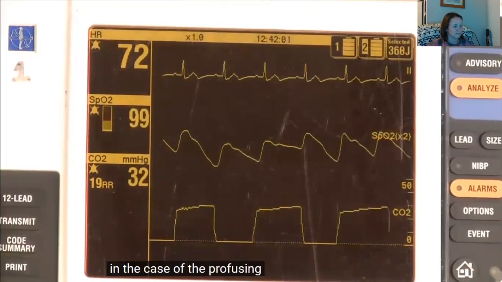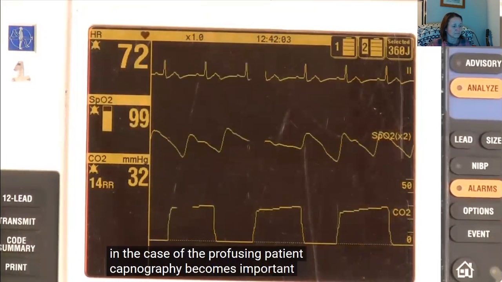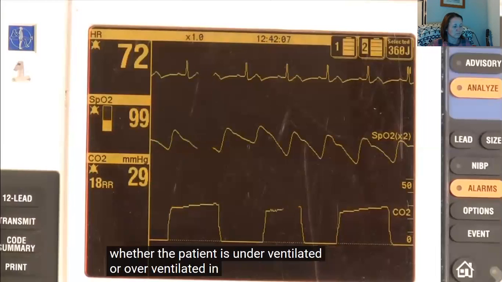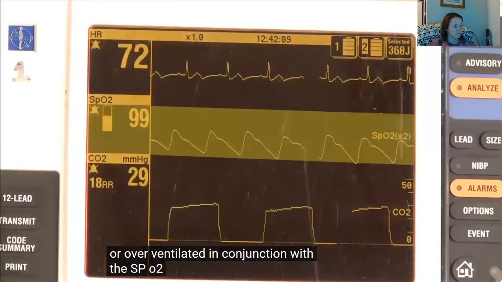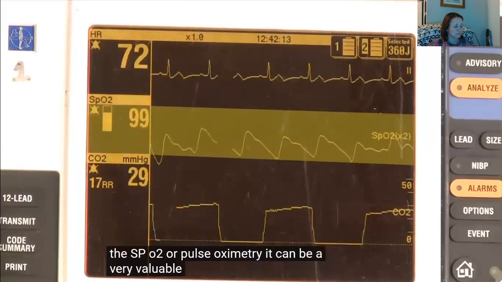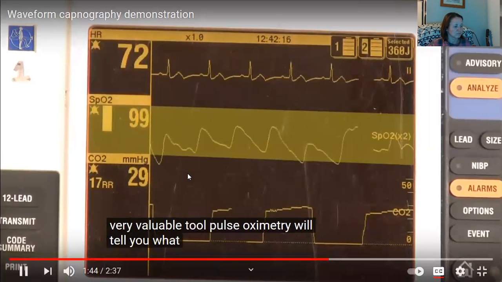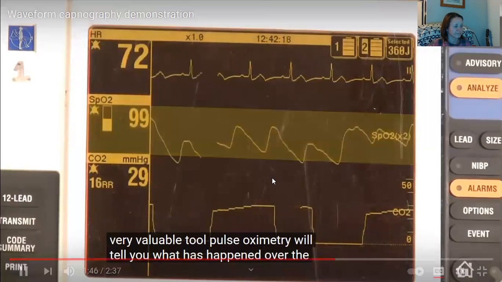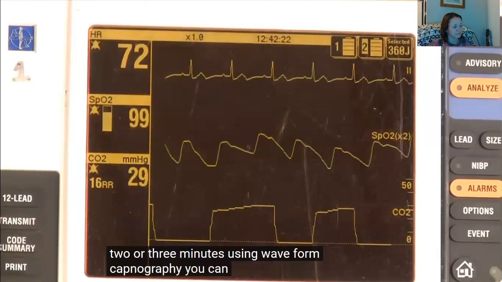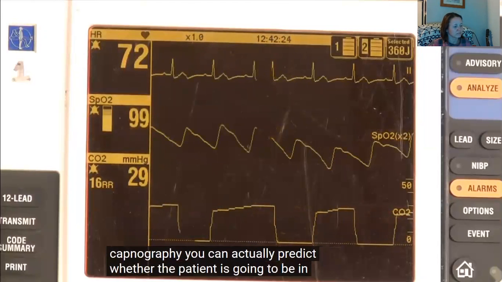In the case of the perfusing patient, capnography becomes important to tell whether the patient is underventilated or overventilated. In conjunction with the SpO2 or pulse oximetry, it can be a very valuable tool. Pulse oximetry will tell you what has happened over the past 2 or 3 minutes. Using waveform capnography, you can actually predict whether the patient is going to be in trouble or not.